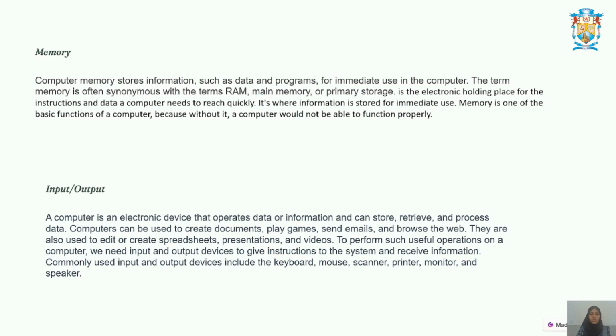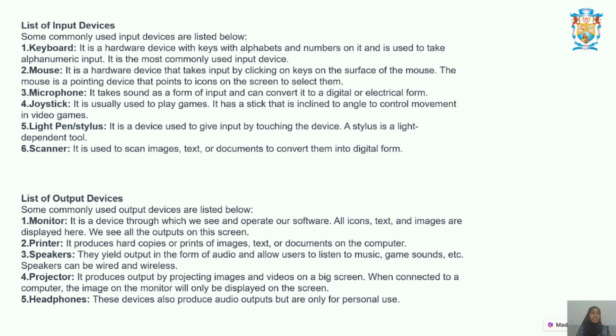To perform such useful operations on a computer, we need input and output devices to give instructions to the system and receive information. So giving instructions to the system is done using input devices, and also taking the output or the results from the computer will be through the output devices. So commonly used input and output devices include keyboard, mouse, scanner, printer, monitor and speaker. So first let's see the input devices.